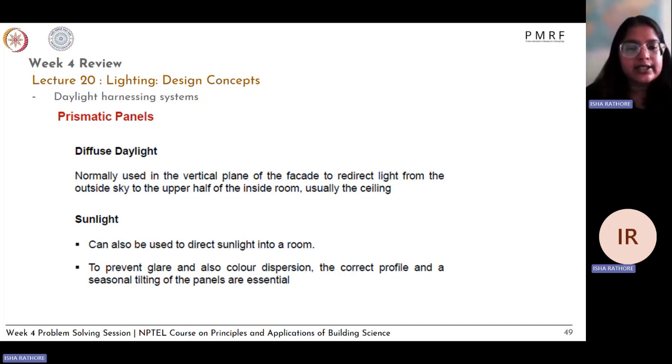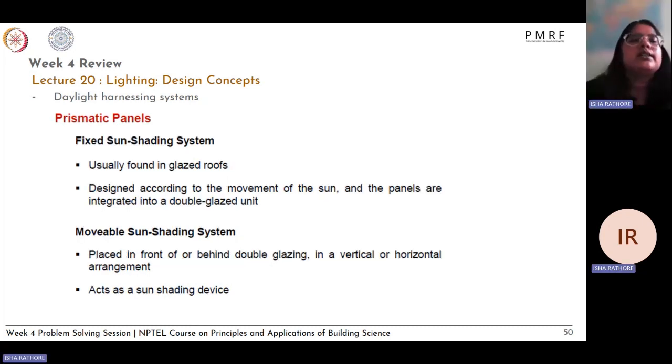The correct profile and seasonal tilting of panels is essential because a prism breaks light into the seven rainbow colors. So you also want to have a color dispersion and correction system after this prismatic panel, such that those colors do not get distorted or create illusionary effects for the occupants. Okay. Then, when used in a fixed sun shading system, they can be used in glazed roofs where they are designed according to the movement of the sun, such that the panels are integrated into a double glazed unit. Then, in a movable sun shading system, they can be placed in front of or behind the double glazing unit.